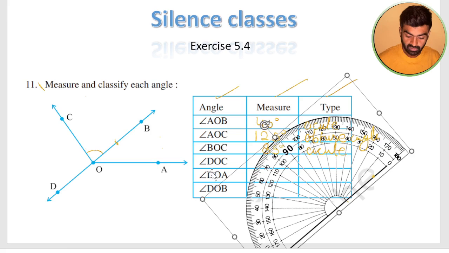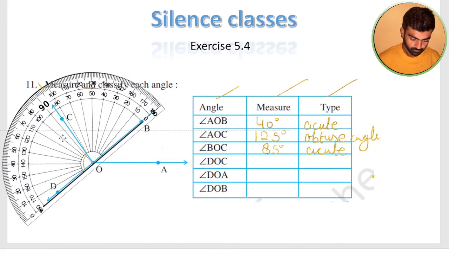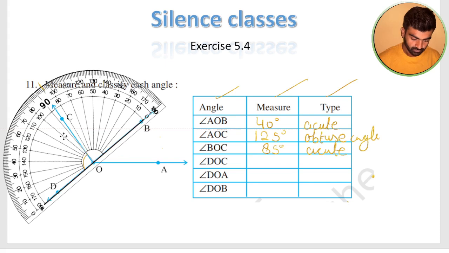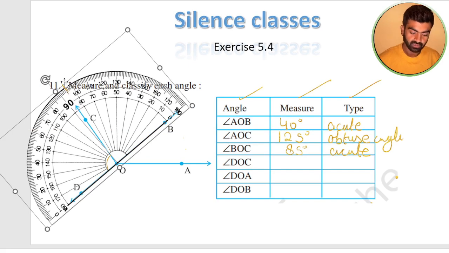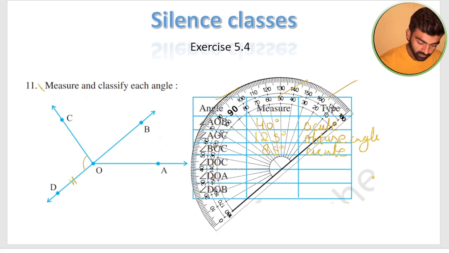Now we are talking about angle DONC, this particular angle. Again I will place it over here, on this particular point. You can check it out. Just look at one thing: we have taken the base over here, which means the baseline is over here. From the baseline we will calculate 0, 10, 20, 30, 40, and so on.